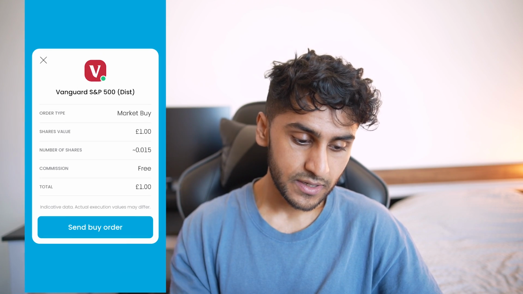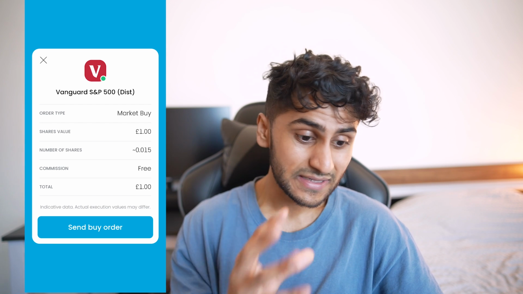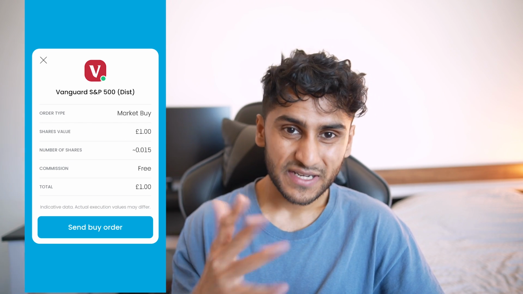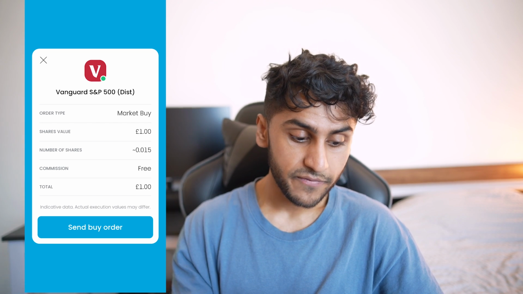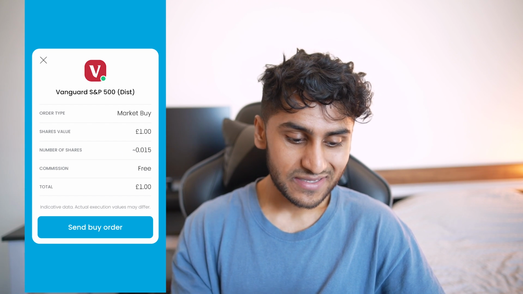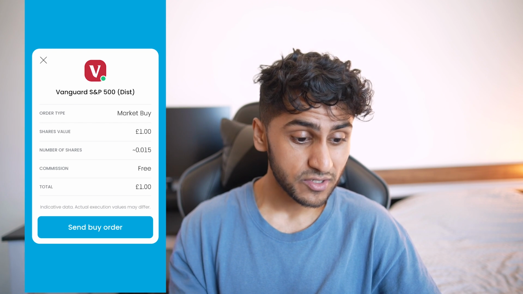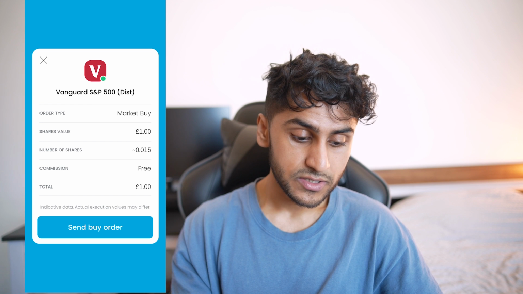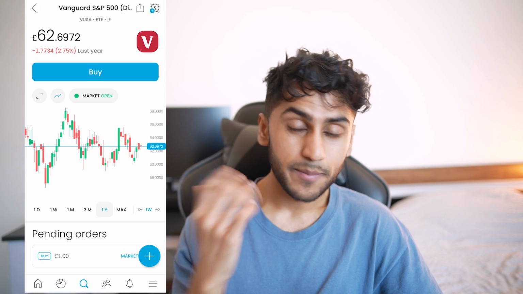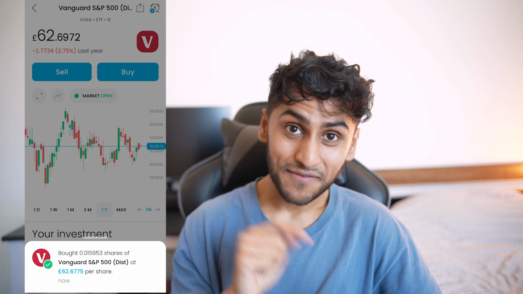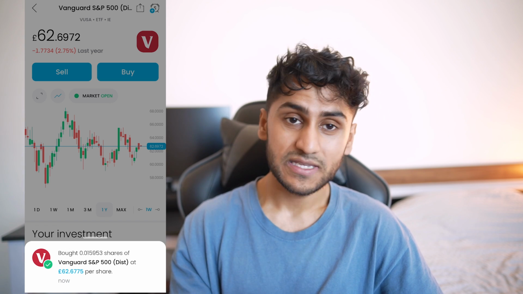I press review order. When you go into review order, you can see the details at a glance. I'm going to get £1 worth of shares. The number of shares is going to be around 0.015, and the best thing about Trading 212 is that there is no commission on buying these trades. Many other platforms might charge commission, however Trading 212 does not, and the total is just going to cost £1. I'm going to press send buy order, and because the markets are open, you're going to see that I have bought 0.015953 shares in the Vanguard S&P 500.